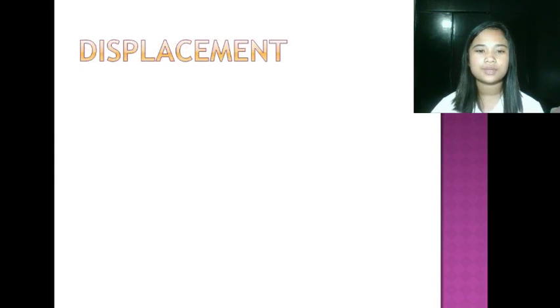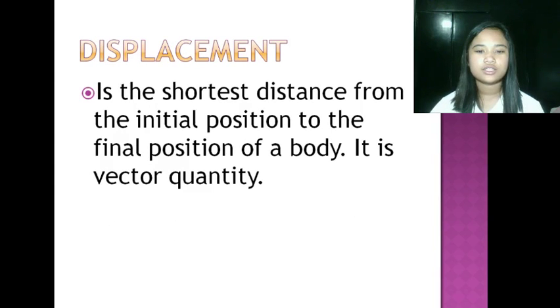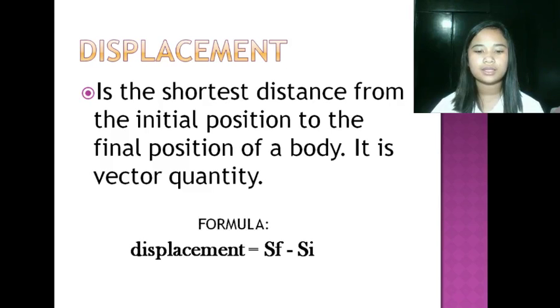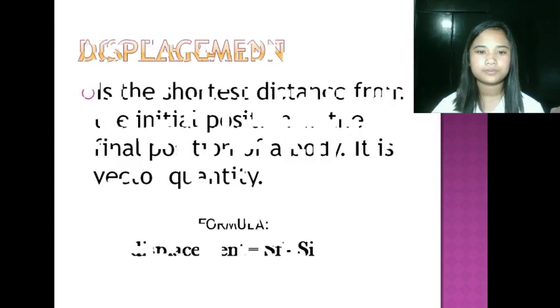Second one is the displacement. The shortest distance from the initial position of a body or a medium. It is also clearly a vector quantity. On getting the displacement, displacement equals final position minus the initial position.